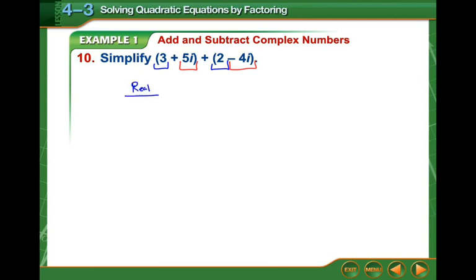So real, imaginary. So it's going to be 3 plus 2 plus 5i minus 4i. So combining these together, 3 plus 2 is, of course, 5. Let's do this in purple. And 5i minus 4i is just going to leave us with one single i. So 5 plus i is this simplified. So now we got one for you to try.